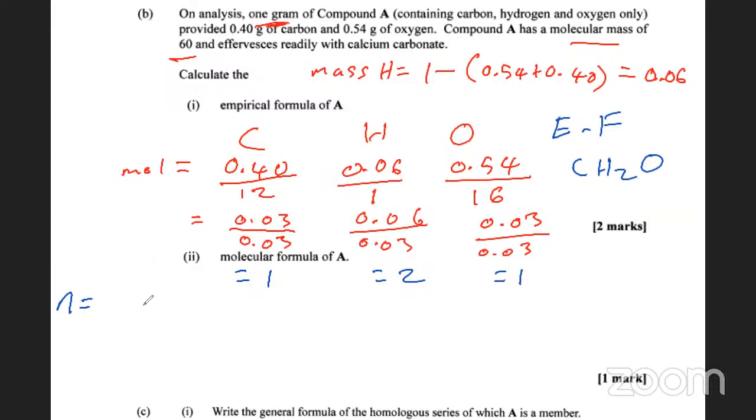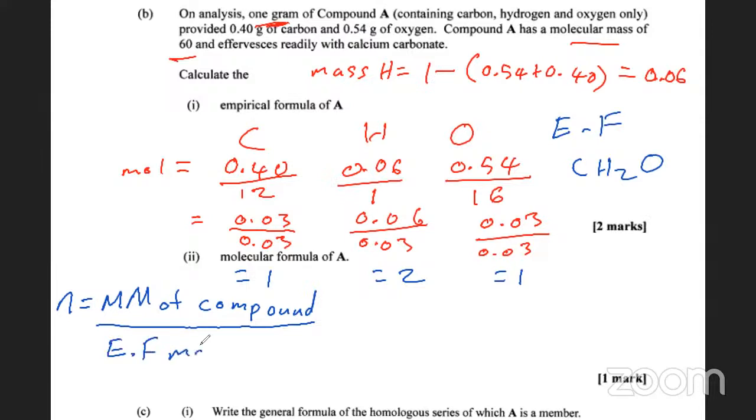To get the molecular formula, we're going to calculate n. n is the molar mass of the compound divided by the empirical formula mass. In the question, the molar mass of the compound is 60. The empirical formula is CH2O. Carbon is 12, two hydrogens give a total of 2, and oxygen is 16. That will give you 30. So the empirical formula mass is 30. That means n is equal to 2.